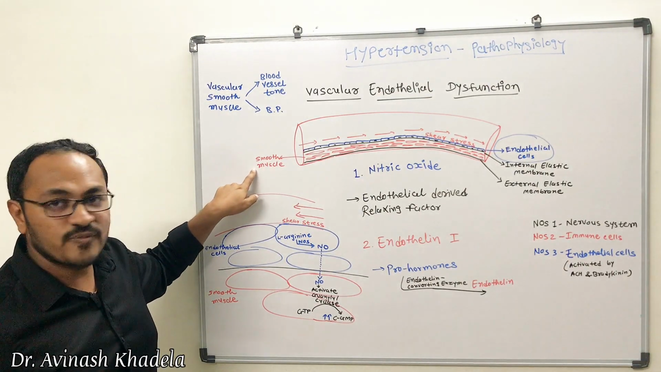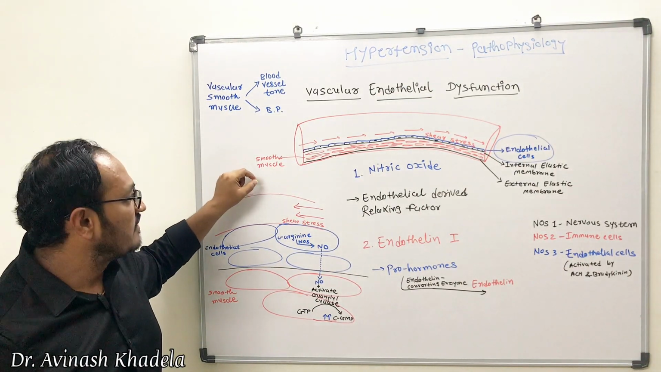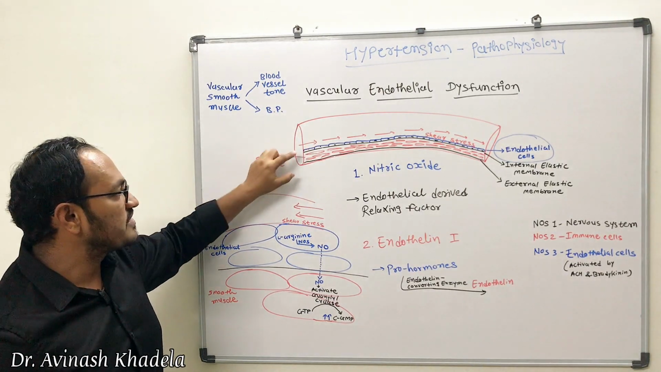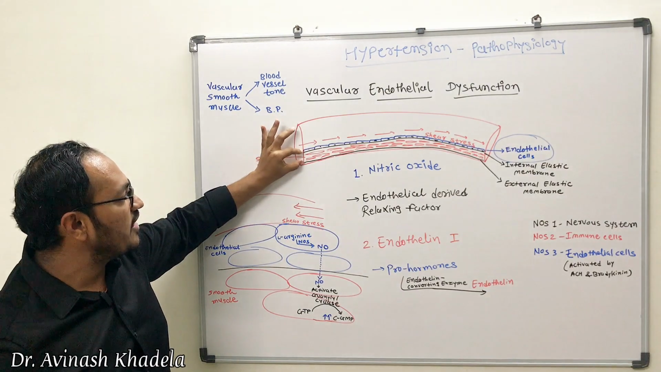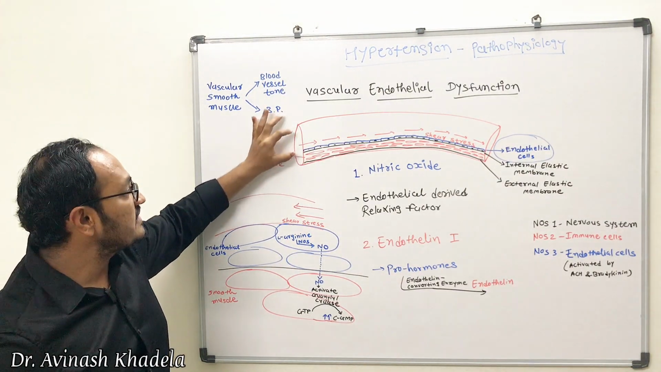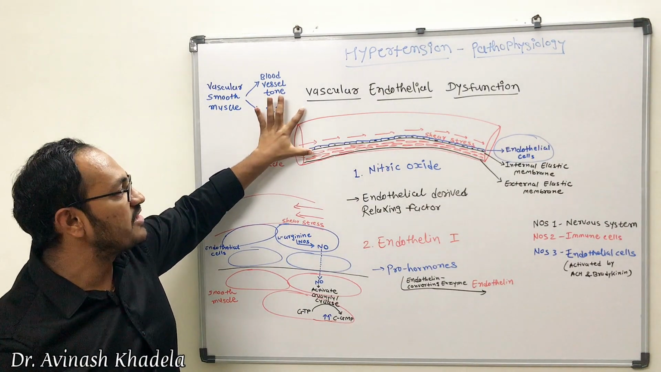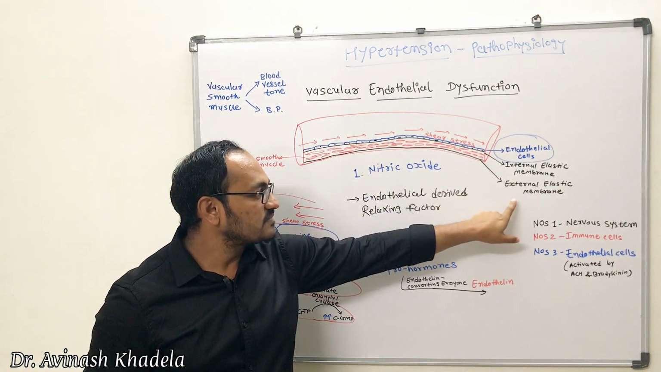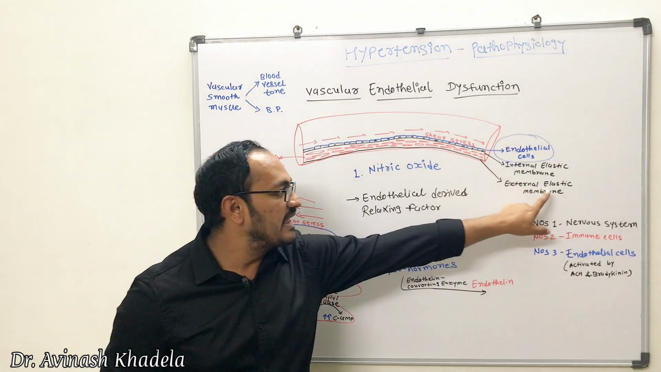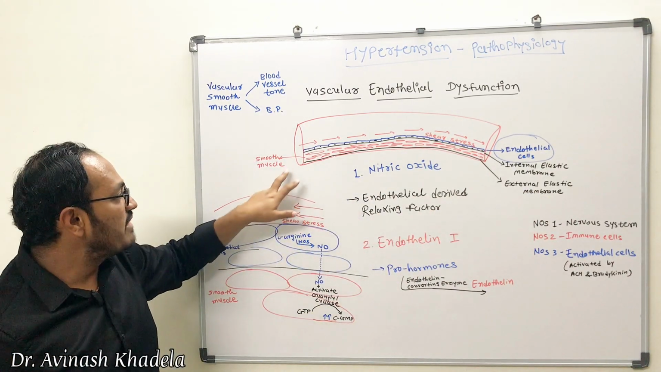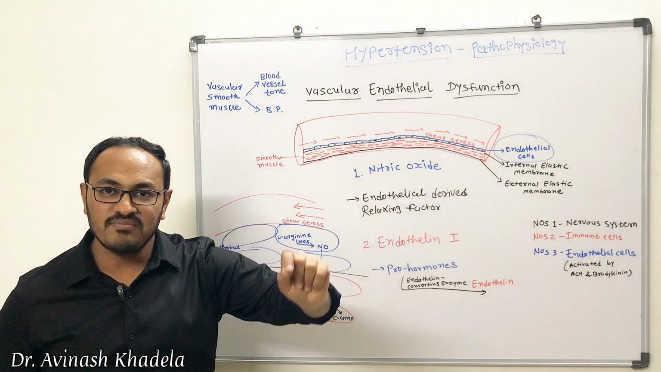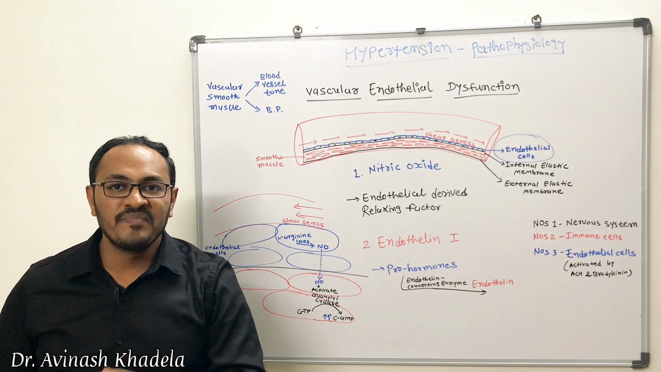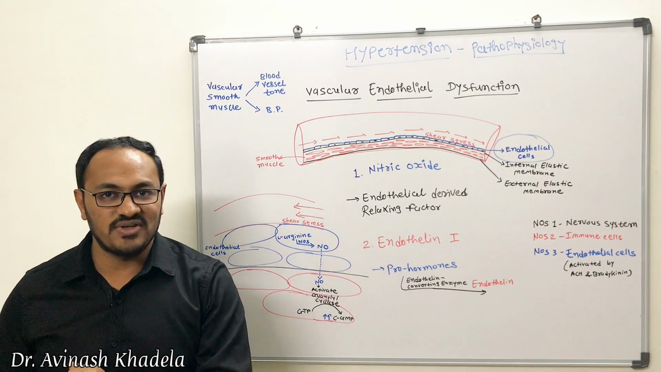When the vascular smooth muscle contracts, there will be contraction of this blood vessel. When this vascular smooth muscle relaxes, there will be widening of this particular lumen and thus the artery lumen diameter will increase. That will be maintained by the internal as well as external elastic membrane. In between the internal and external elastic membrane, there is smooth muscle which is responsible for either contraction or relaxation.